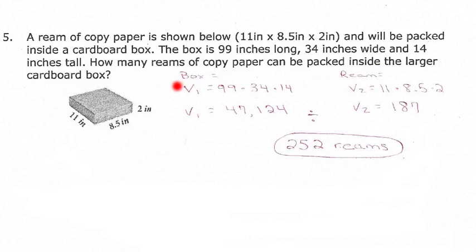You will have to find the volume of the larger one, and then the volume of the smaller one. The volume of the larger box is 47,124 cubic inches. The volume of the smaller one is 187 cubic inches, and you divide the two, and you can fit 252 reams of paper inside the larger cardboard box.